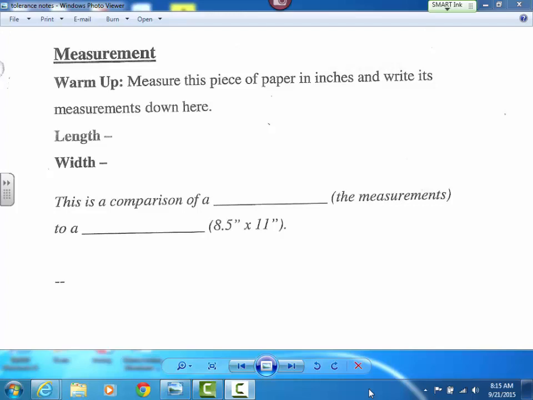Okay, what we're going to talk about today is measurement and a concept called tolerance. When we deal with measurements in chemistry, it's very important that we learn to take the measurements correctly so that if you were to, for example, go to college and take college chemistry, you already know how to take measurements. So when you do your college labs, that's something that you don't have to learn.